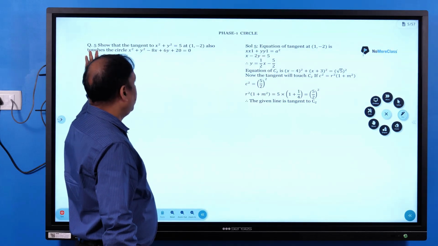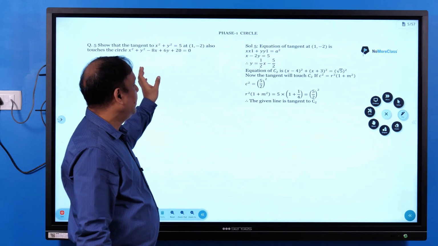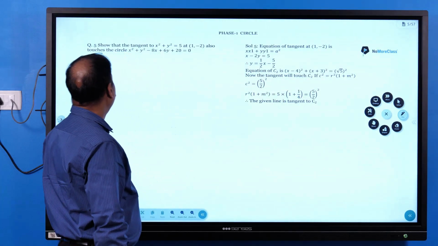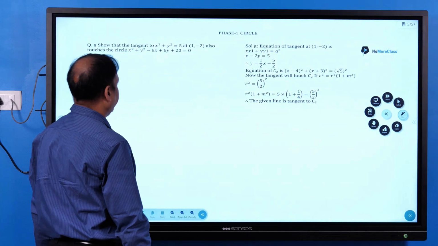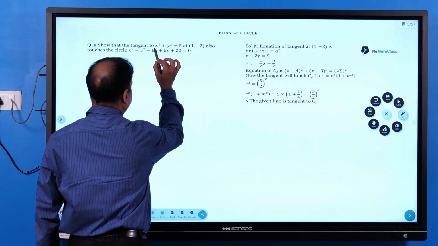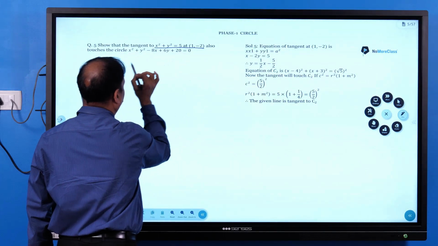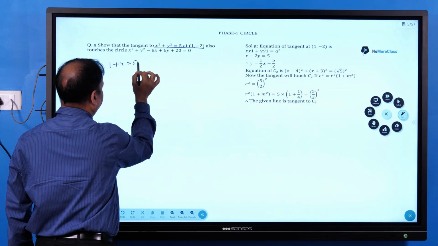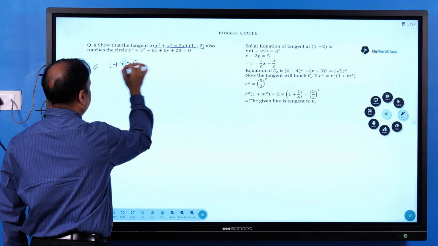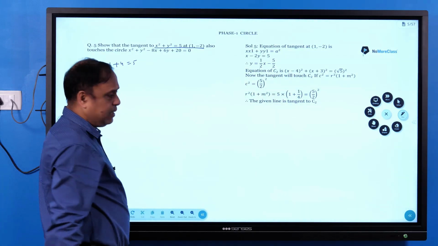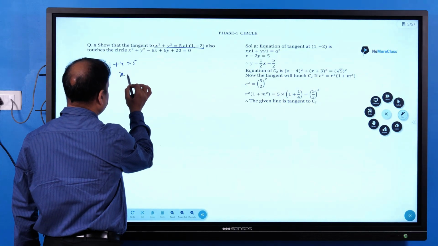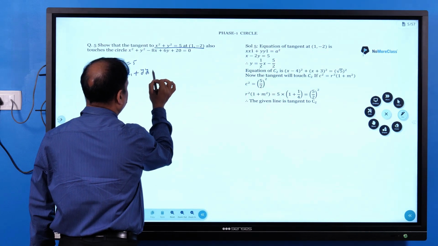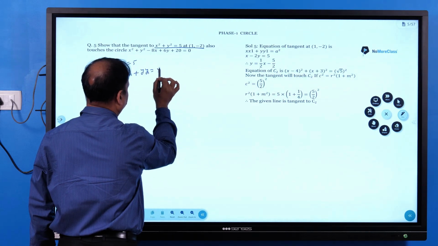So now question number 5, exercise 1, circle, mathematics. Show that the tangent to this circle at the point also touches the other circle. First check whether this point lies on the curve or not. 1 plus 4 is equal to 5, and definitely it is 5. So the point lies on the curve. Then the equation of tangent can be written as xx1 plus yy1 is equal to 5.